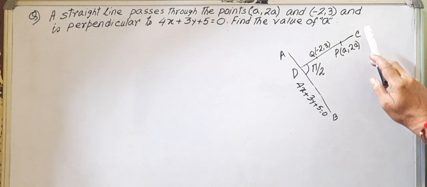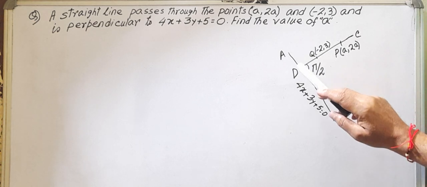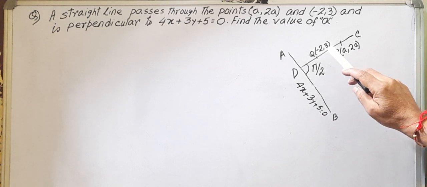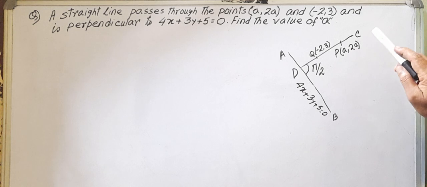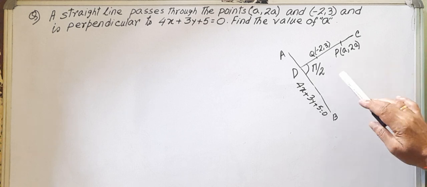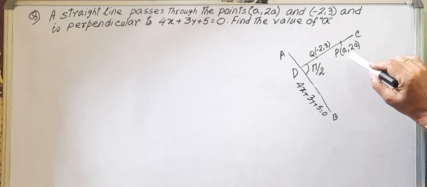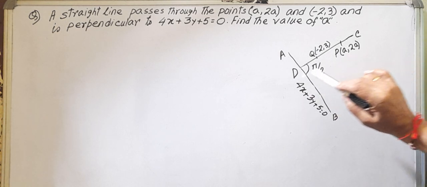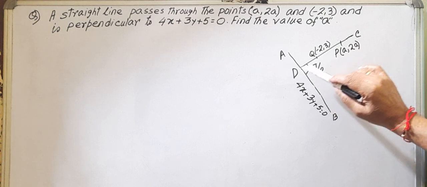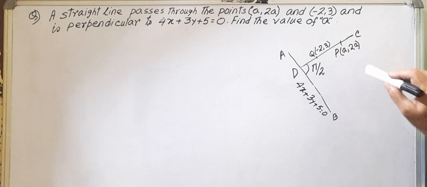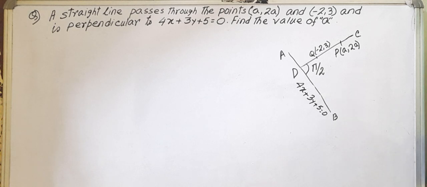Let the line CD pass through P and Q, where P is (A, 2A) and Q is (-2, 3). According to the question, for CD, the first point has x1 equal to A and the second has x2 equal to minus 2. D is the second point, so we have x2, y2 and x1, y1. We know the slope of a line.